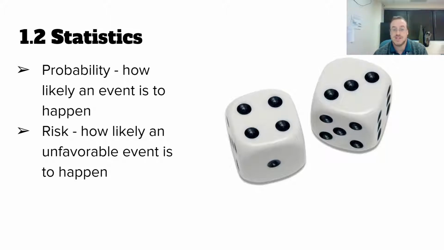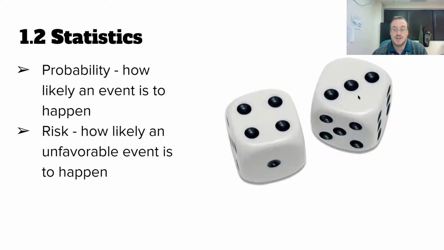We can also look at probability and risk when we're talking about quantitative analysis. So probability is just how likely an event is to happen. So on these six-sided dice, if I were to roll a single die, I would have a 1 in 6 chance that any of those numbers are going to pop up. If I want to, say, get a 4 or a 1, I would have a 2 in 6 chance because each of them are 1/6.